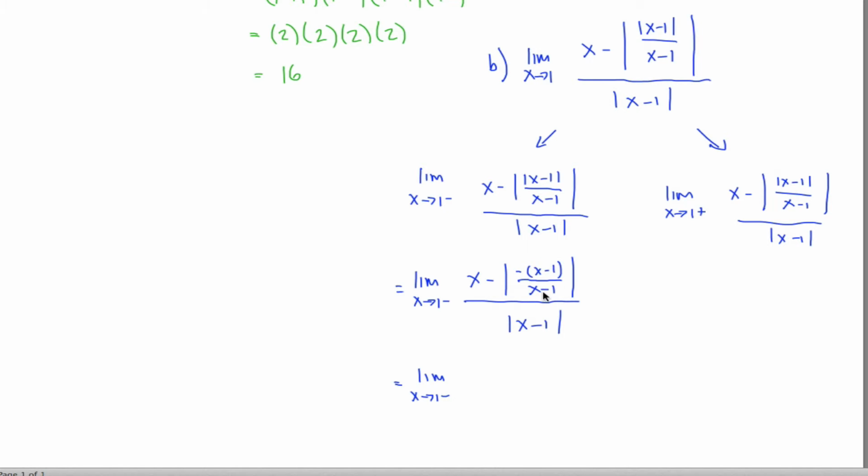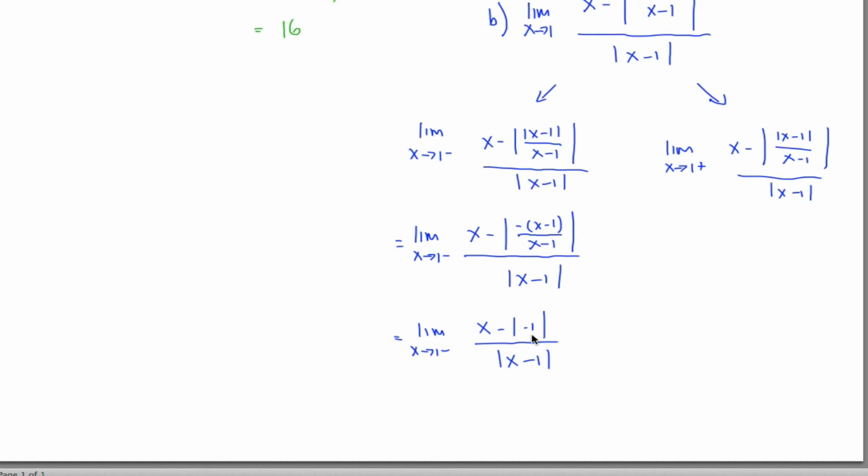What you'll see is that now inside these absolute value symbols, I can cancel out the x minus 1s. I can't just cancel them out, but because I have the word limit written here, I'm allowed to. These x minus 1s cancel out, and I'm just left with negative 1. So what this is saying is the limit as x approaches 1 from the negative side of x minus the absolute value of negative 1 divided by the absolute value of x minus 1.